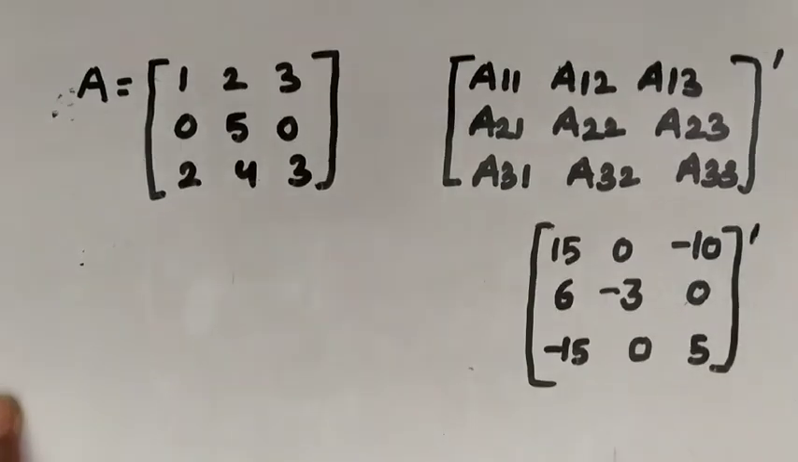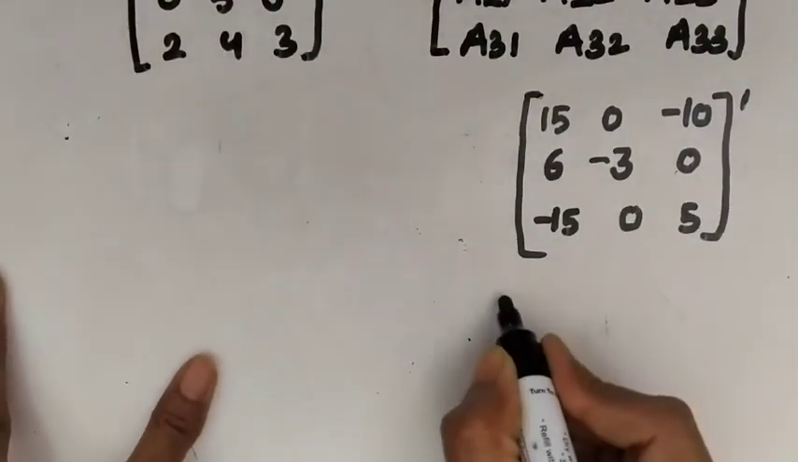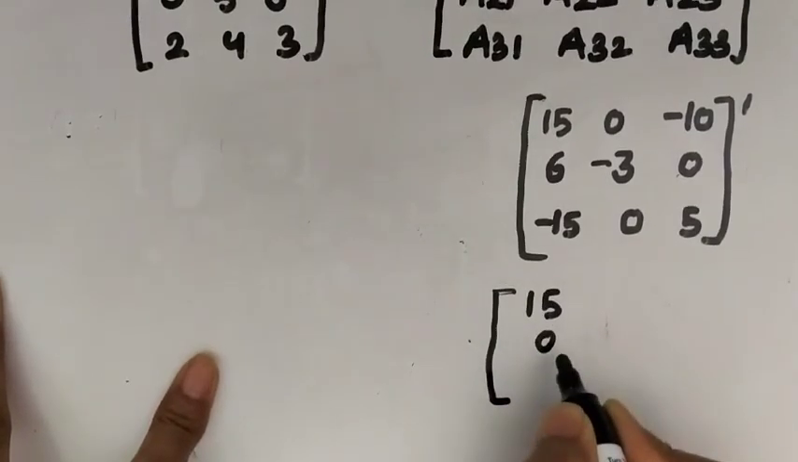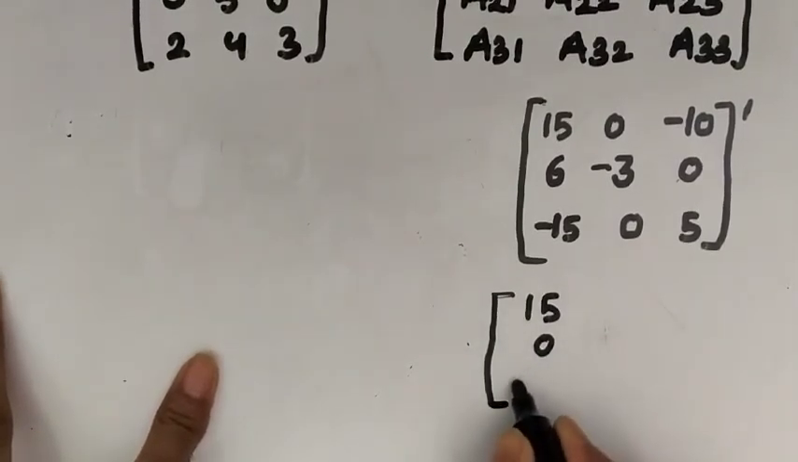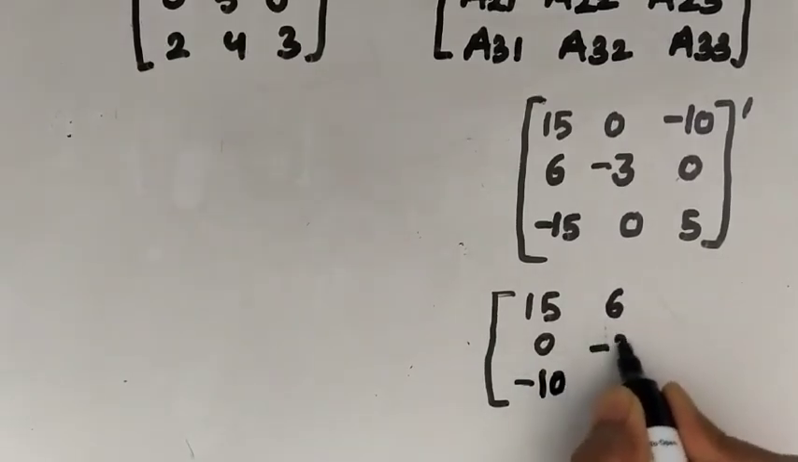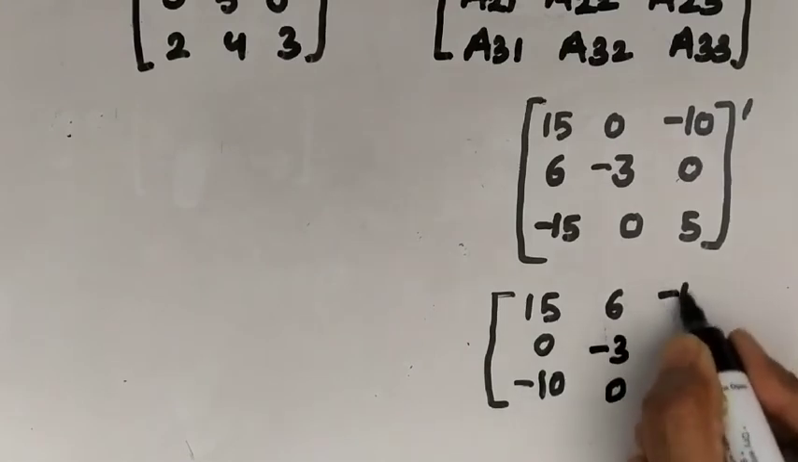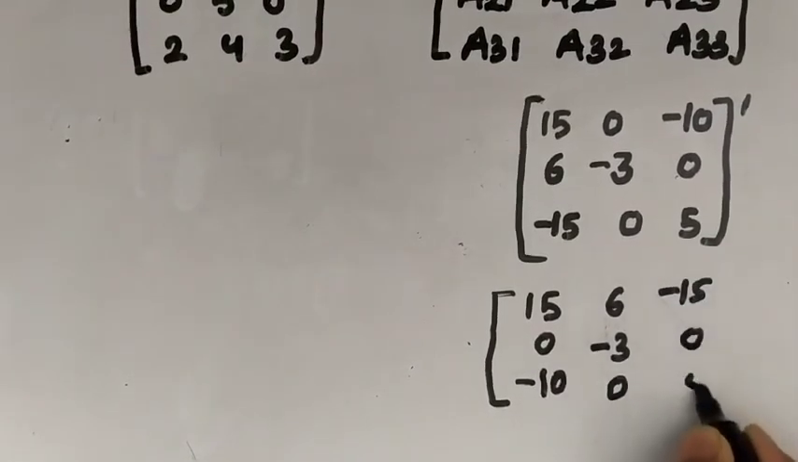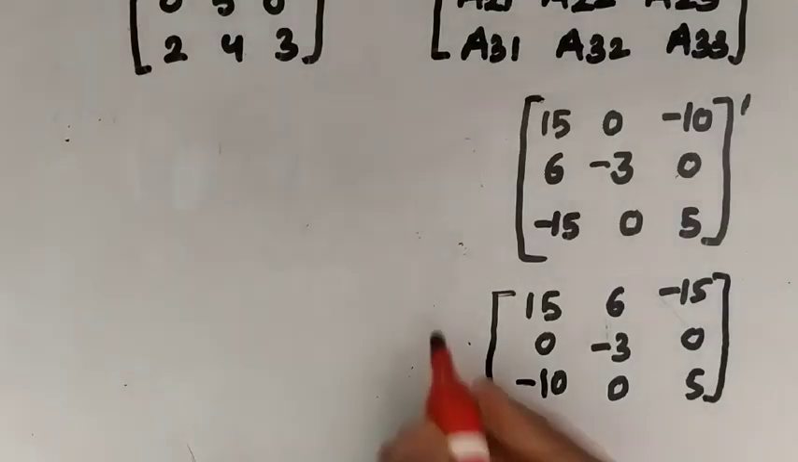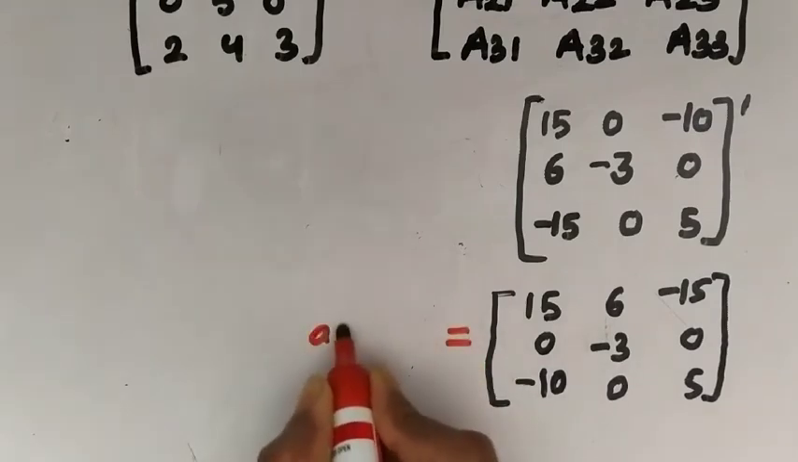So after taking transpose, our matrix will be, just interchange rows and columns, [15, 0, -10; 6, -3, 0; -15, 0, 5]. So after taking transpose, the matrix will be [15, 0, -10; 6, -3, 0; -15, 0, 5]. So students, it is our adjoint matrix, that is, it is the adjoint of matrix A.